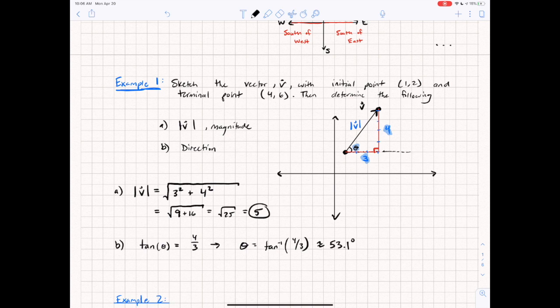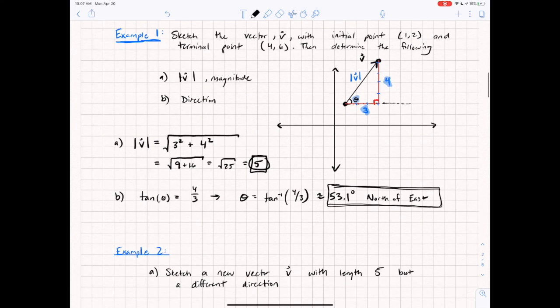And because this is angling towards the northeast in that first quadrant, this would essentially be 53 degrees measured north of east. So I need to make sure I say that. And then here is my direction. So we have our vector now defined in terms of its length and its direction.